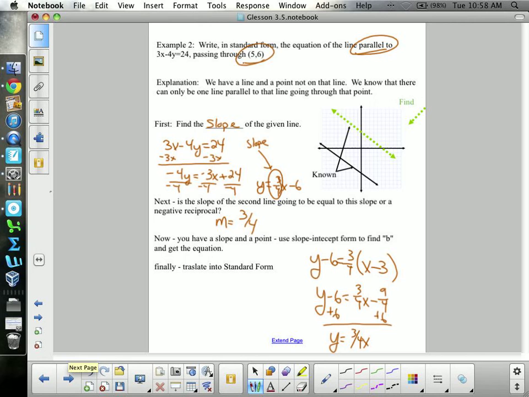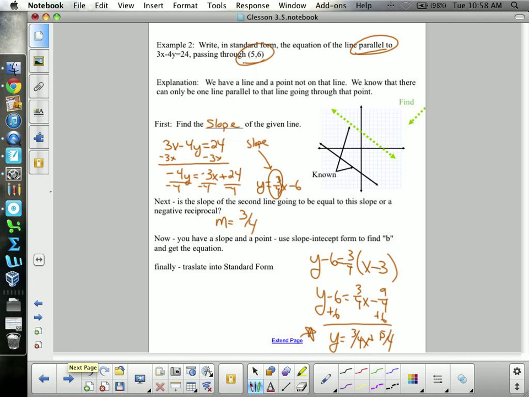I'm not so sure about that one. Let's use my calculator. Negative 9/4 plus 6 is, and change it to a fraction, make sure we get it as a fraction, 15/4. So there's my equation.